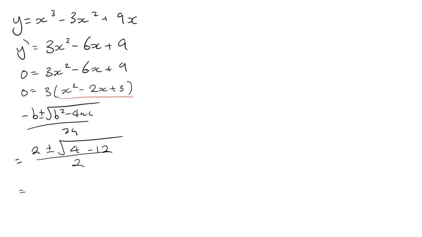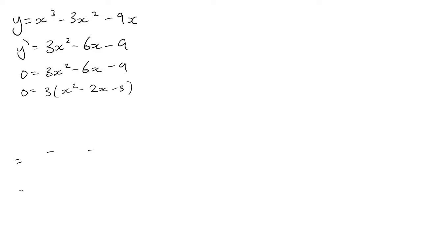Wait a minute. Something's wrong. Oh, sorry, this is supposed to be a negative. That makes more sense. That means this is a negative, and then we can factorize this. Okay, my bad. So we can factorize that into x minus 3 and x plus 1. So the x values are x equals 3 and x equals negative 1.